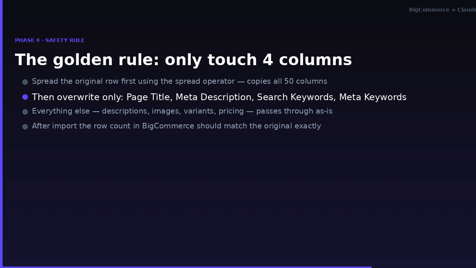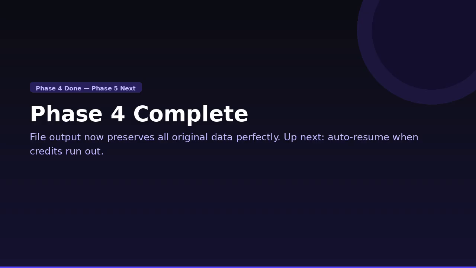Phase 4 is done. PapaParse now handles all reading and writing, and the output imports into BigCommerce without adding a single extra row. In Phase 5 we tackle the biggest operational challenge: what to do when the API credit limit is hit mid-run.